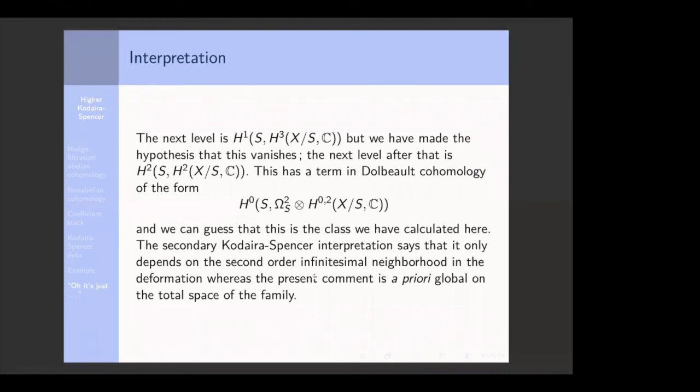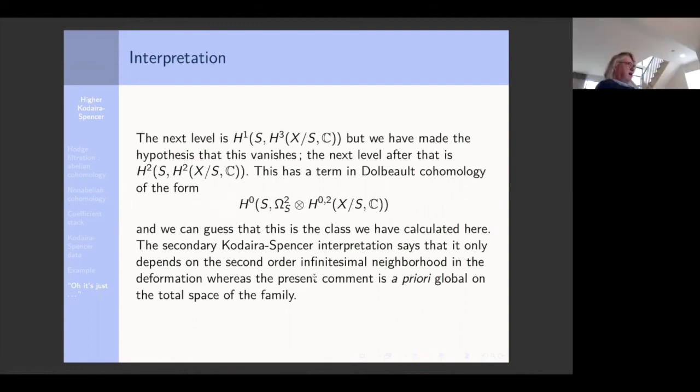Is there an example where you would expect to see a triple Massey product show up via one of these higher Kodaira-Spencer classes? I guess there should be. That's a good question.